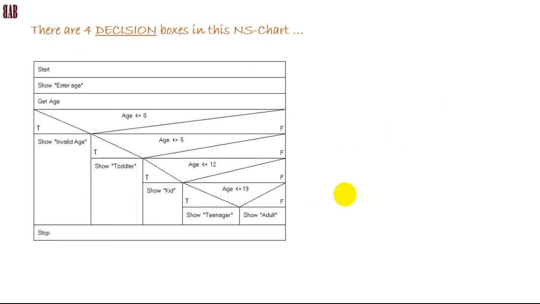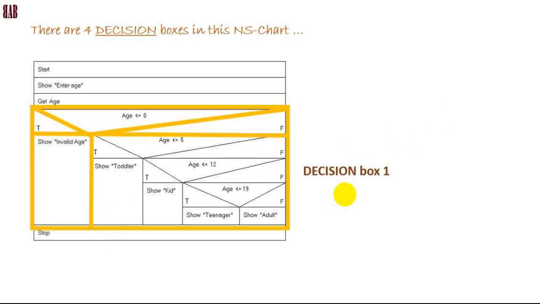So let's start. In this video I have done a solution like that. Before we go through this, I want to show you there are 4 decision boxes here, right? This is a valid NS chart, and I'll show you how these decision boxes are coming. This is the first decision box we have done. See, there is a condition, a true and a false. In the true side you have this, in the false side we have this entire thing. So that is the first decision box we have.